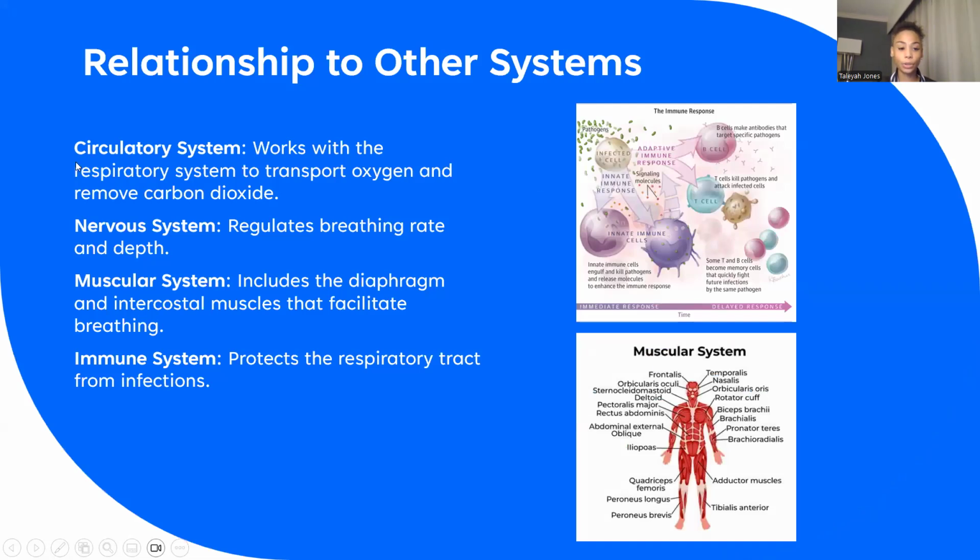Relationship to other systems. Another relationship is the circulatory system, which works with the respiratory system to transport oxygen in and remove carbon dioxide out of the body. Then we have the nervous system. It helps regulate breathing rate and depth, which is shown right here. Then we have the muscular system, which includes the diaphragm and intercostal muscles that facilitate breathing, so oxygen flows throughout our whole body. And then we have the immune system, which protects the respiratory tract from infections. The immune system also works with the respiratory system, especially for pneumonia and things like that, which are respiratory sicknesses.